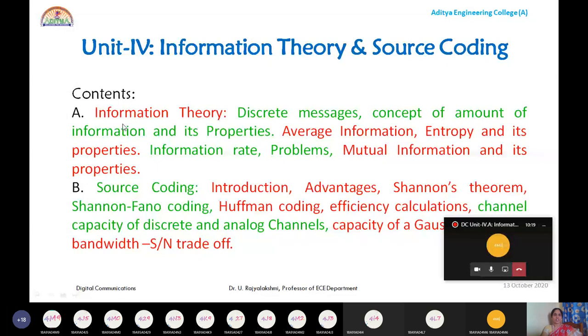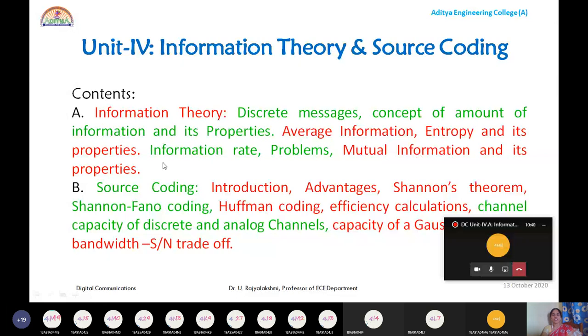and its properties. Similarly, you can see here that the third module will discuss the information rate, and we'll solve some of the problems related to entropy and information rate in module 3. And in module 4, we'll discuss the concept of mutual information and its properties.